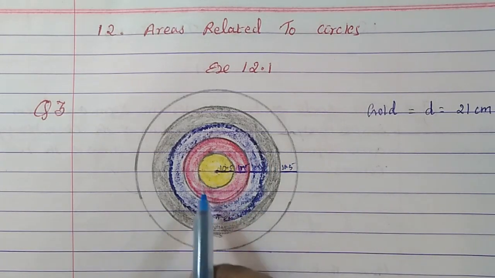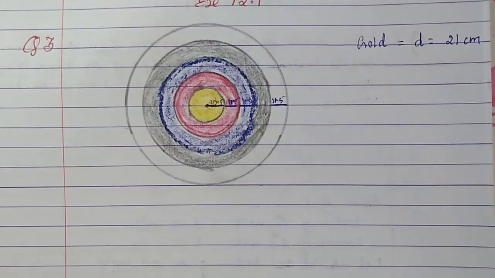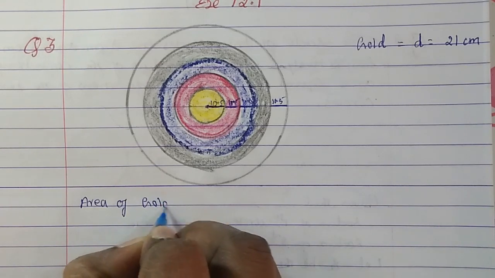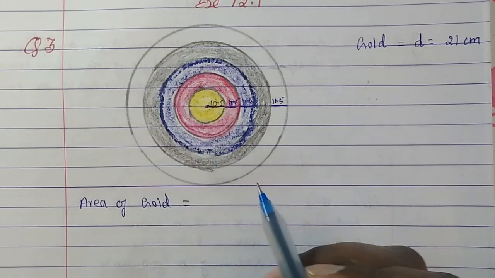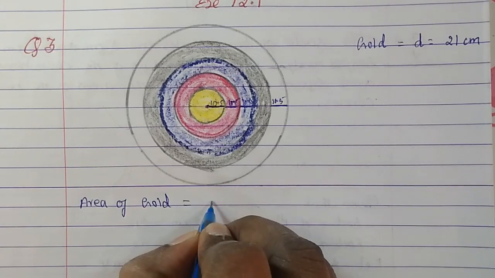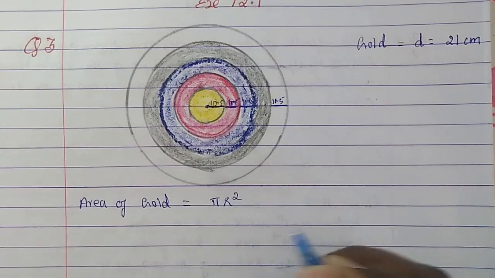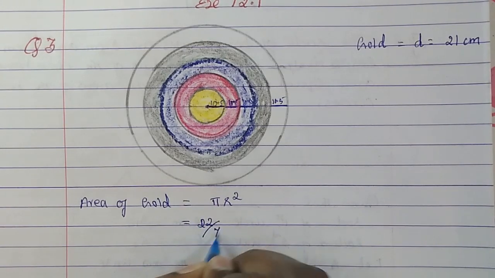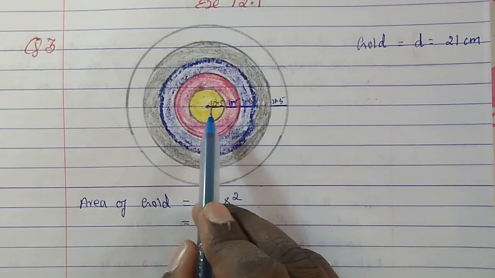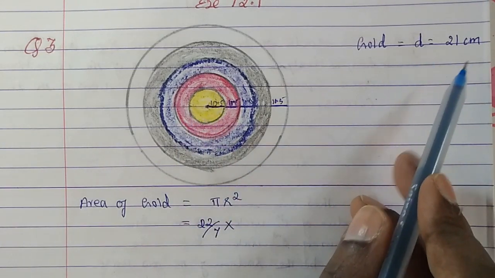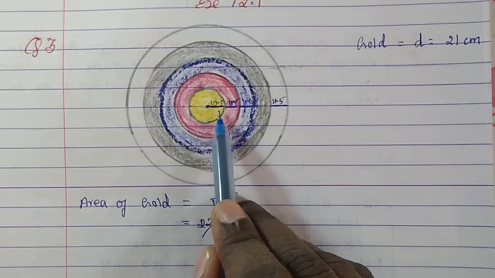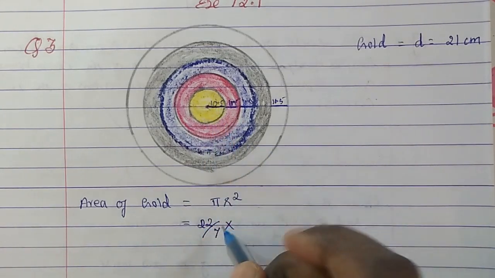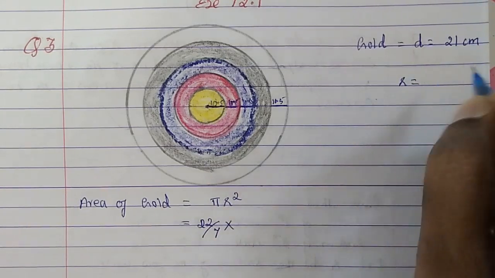So let's do one by one. First we will find out the area of gold. It is a circle, so we have to put the formula of area of circle. We know that it is pi r square and for the pi value, let's put 22 upon 7. Radius, we know that diameter is 21 centimeter. Radius means half of it. So 10.5 you can write, but instead of writing in decimal, I'll write it in fraction only.